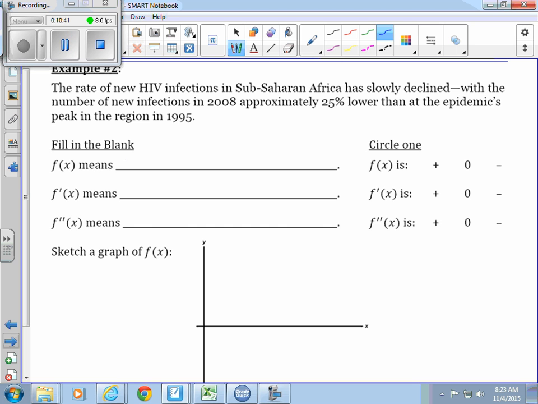Try this one. This one's tough. I'm giving you time so you can write the problem if you want. Answer it for me.